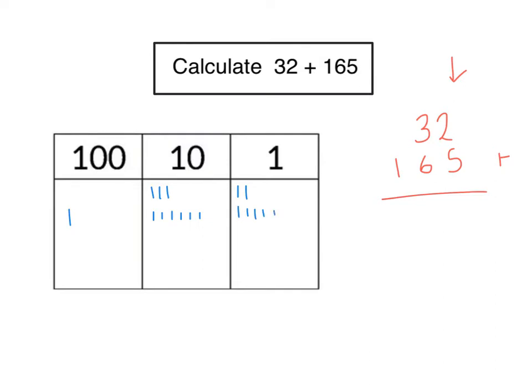Like I said, we start from the right hand side and we add these together. So the 2 add the 5 would be 7, and that's exactly what we do here. Then we've got the 3 add the 6 is 9. That's exactly what we do here. And then we've still got that 1 on the end. So it's 197.